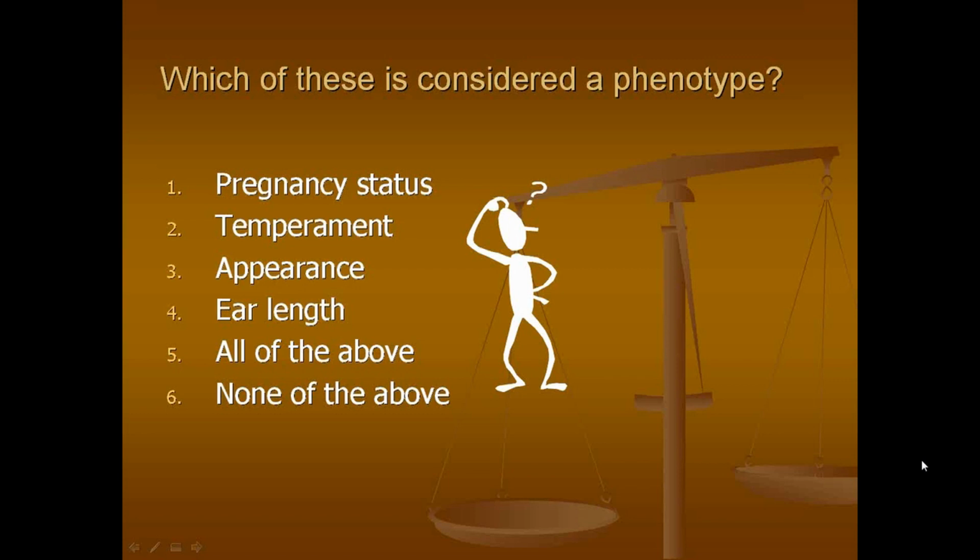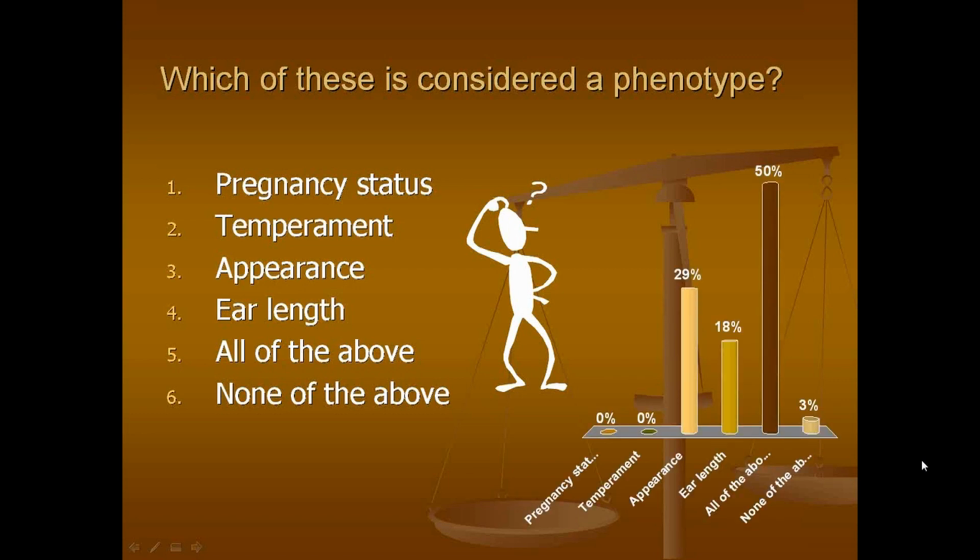Turns out that 50% of the Red Angus breeders selected all of the above. The next response, almost 30%, shows appearance, and then 18%, surprisingly enough, chose ear length. I think they were maybe trying to be a bit humorous. Down to 3% said none of these qualified as phenotypes, and then there weren't any takers for pregnancy status and temperament.